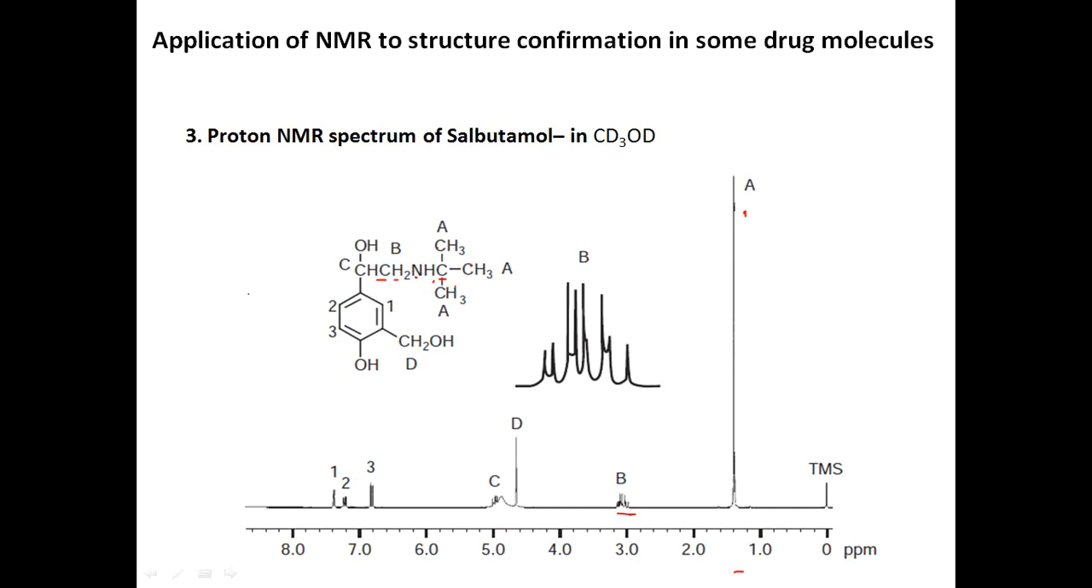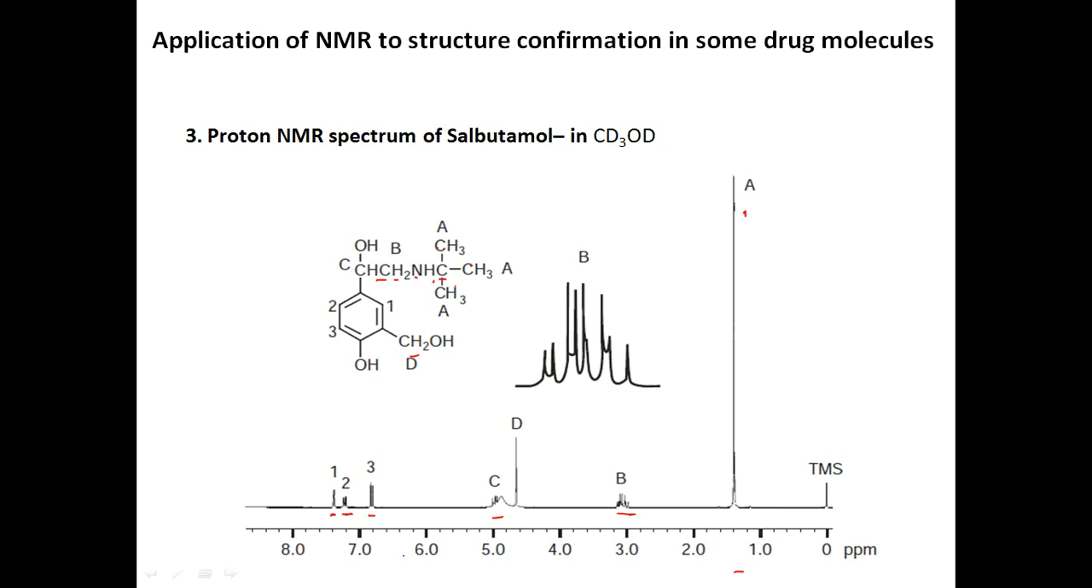The aromatic CH2, that is seen around 4.6. The 3 aromatic protons are seen here. The 1 shows a singlet around 7.3. The 2 shows a doublet at 7.1, and the 3 shows a doublet at around 6.9. So this is the spectrum of salbutamol, what you can see here.